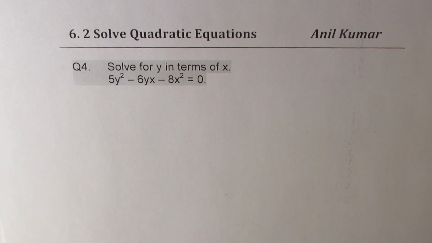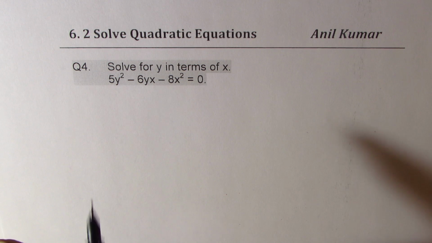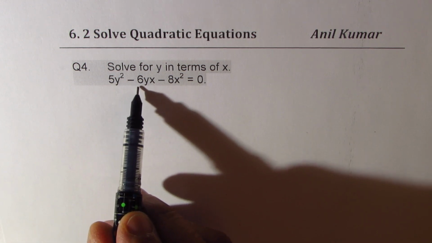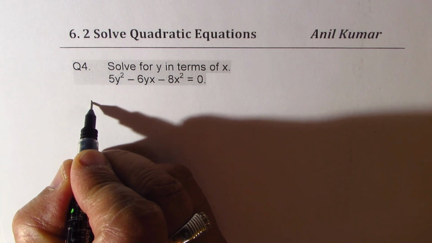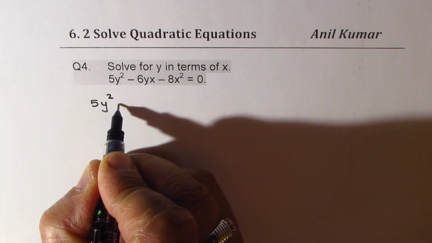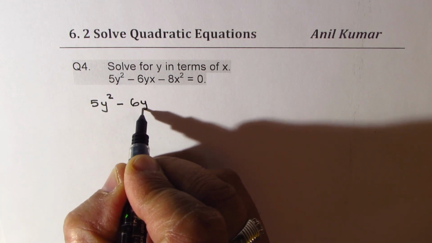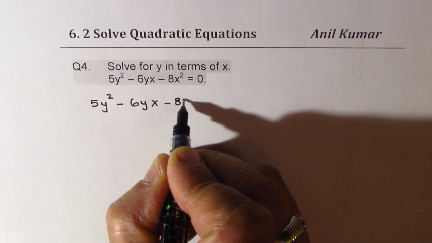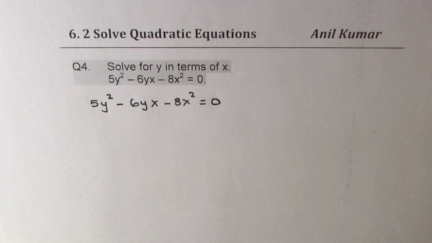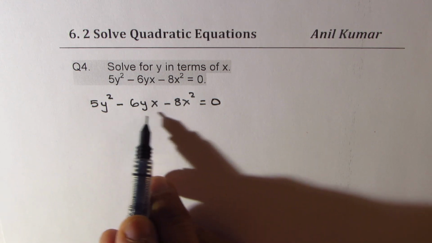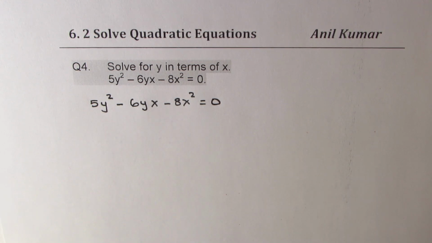Question number 4. Solve for y in terms of x. The equation is 5y square minus 6yx minus 8x square. Let's rewrite: 5y square minus 6yx minus 8x square equals 0. Now many times I've seen students getting confused when they get such kind of equations. Now let's see how to solve it.